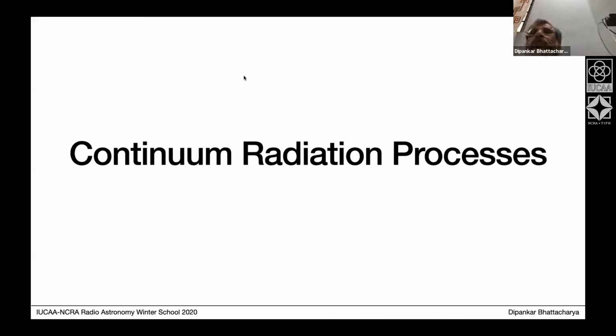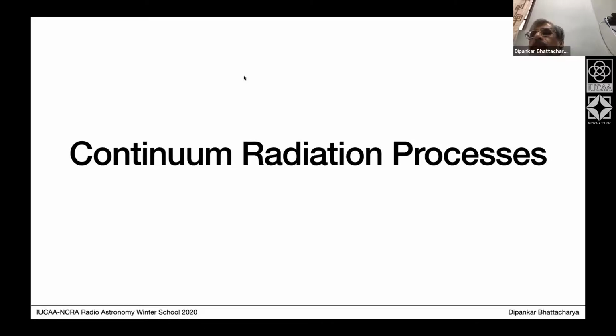The underlying mechanism in every single case is an accelerated charge emitting radiation, and a collection of those put together is the total radiation that you see from the source. Only the source of acceleration could be different in different cases.